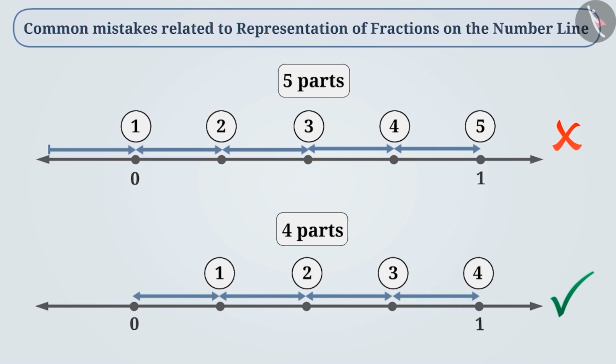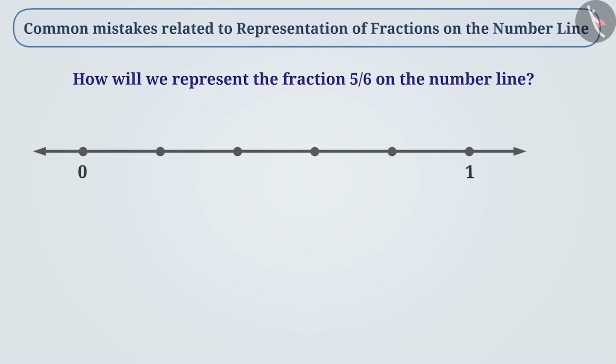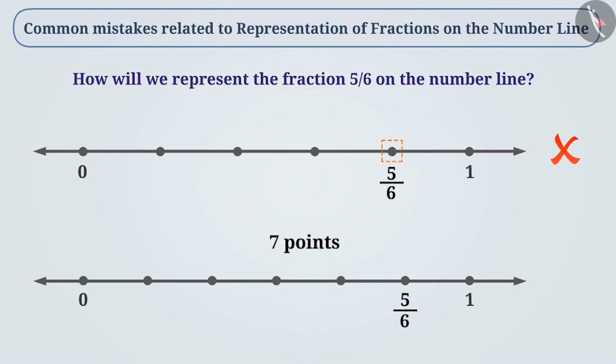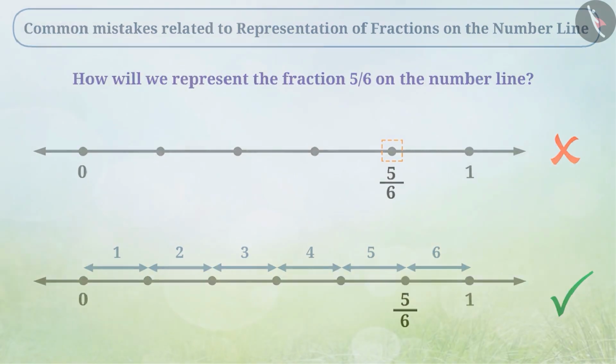As a result of counting from 0, many times there is also a mistake in expressing fractions. Suppose if it is asked to represent 5 by 6 on the number line, then a number line is made on which 6 points are marked, and considering 0 as the first point, the 5th point is marked as 5 by 6. The correct understanding is that we must take 7 points on the number line so that the total number of parts will be 6.